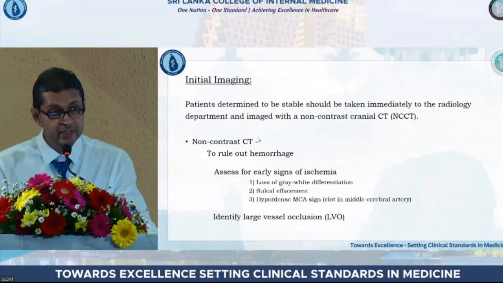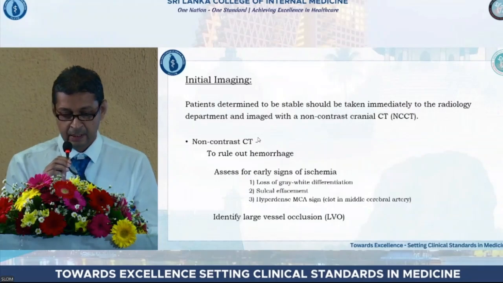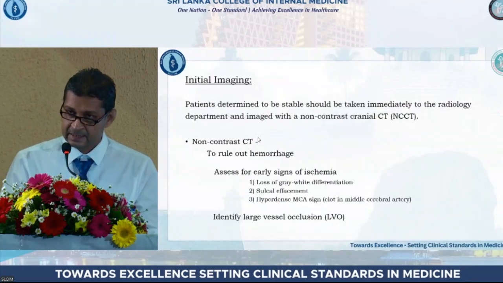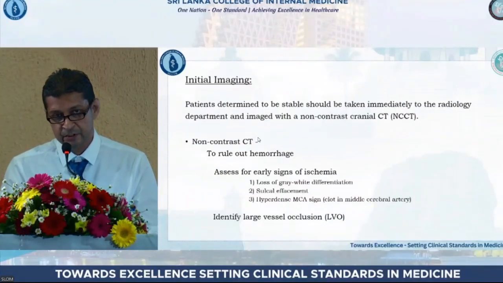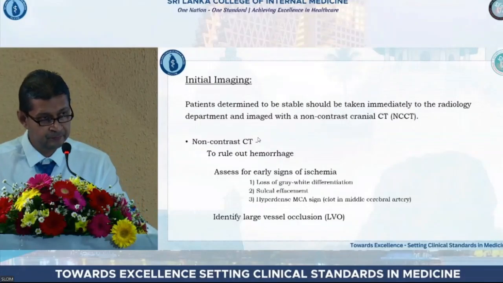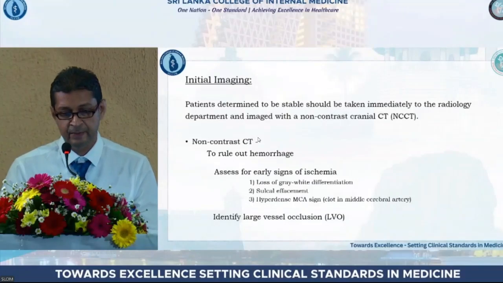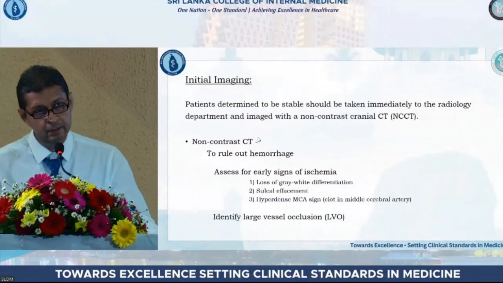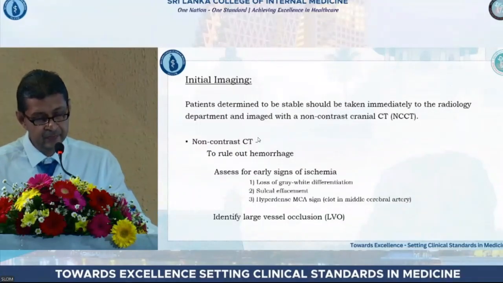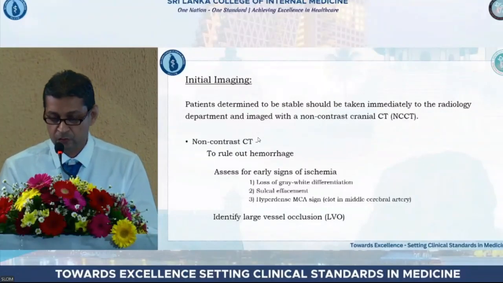Patients who are stable should be immediately sent to the radiology department and imaged with a non-contrast CT. Non-contrast CT plays a vital, crucial, and first-line role in the management of acute ischemic stroke. The advantages are that it is widely available, very fast, and very sensitive to exclude acute bleeding. The main purpose of performing a non-contrast CT is to rule out hemorrhage.